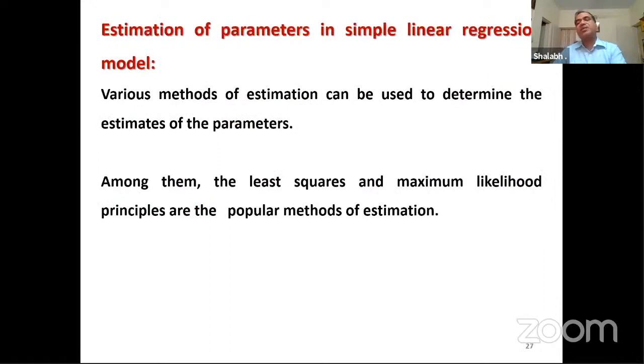Now the question here is this: getting the model is equivalent to just finding out the values of the unknown parameters on the basis of a given sample of data. So the question here is how to know these unknown parameters.